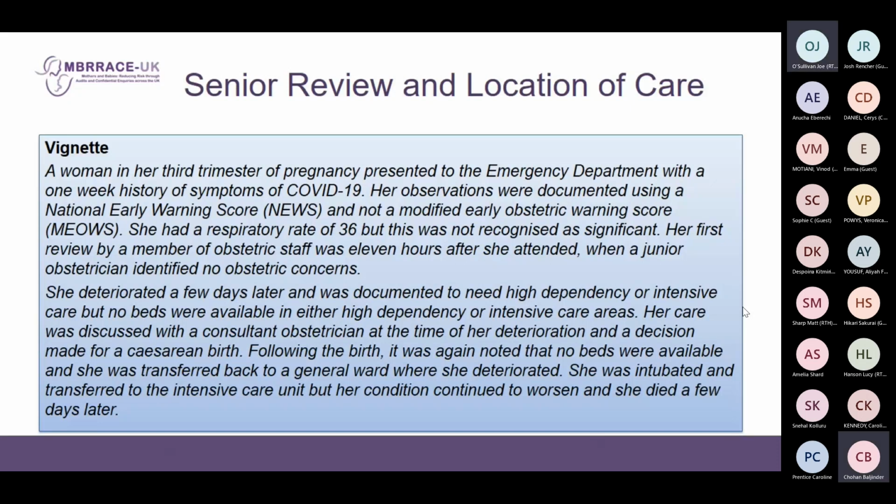Yeah, I mean, 36 is a big number. Yeah, absolutely. So again, it just shows the importance. But then again, even if you're not pregnant, you've got a respiratory rate of 36. To my mind, that's still quite significant.